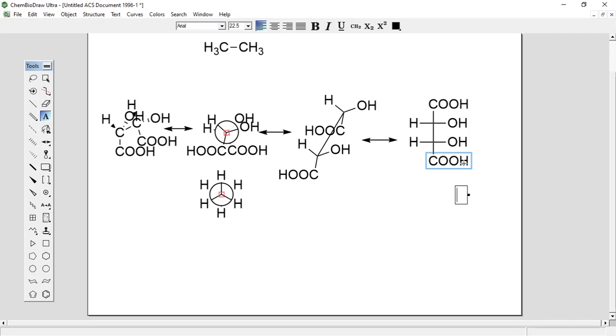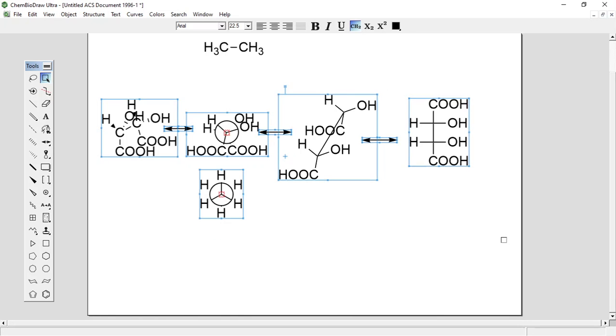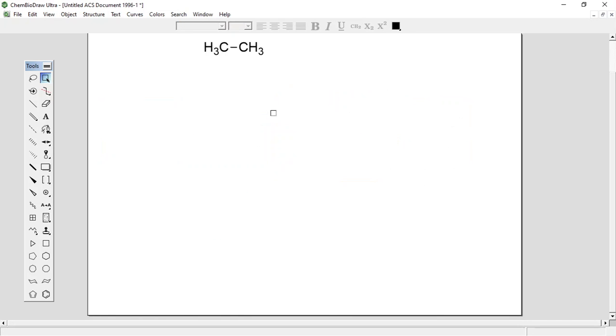So this is all about different conformations and their conversion. The next point that I'm going to teach you is conformational analysis of alkane.